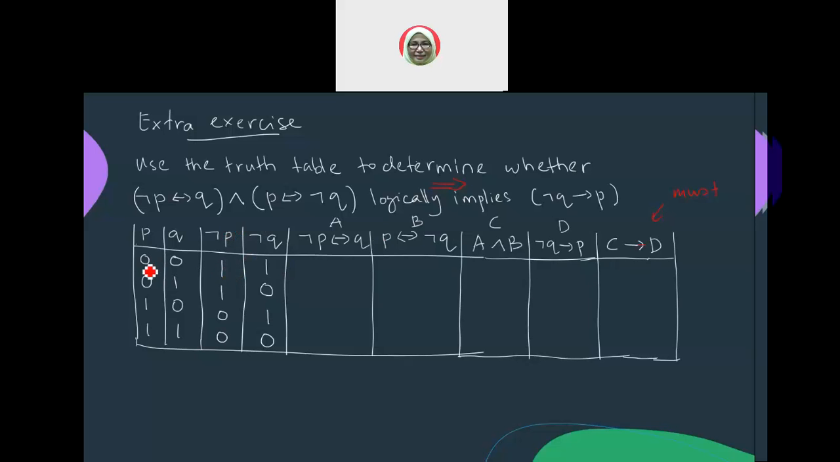Not P is 1100, not Q is 1010. Not P biconditional Q: this one 0, this should be 1, this also 1, this is 0. Okay, P biconditional not Q, so here is 0, 1, 1 and 0, right? So this column and this column, the connection is N, so this should be 0, 1, 1 and 0, right?